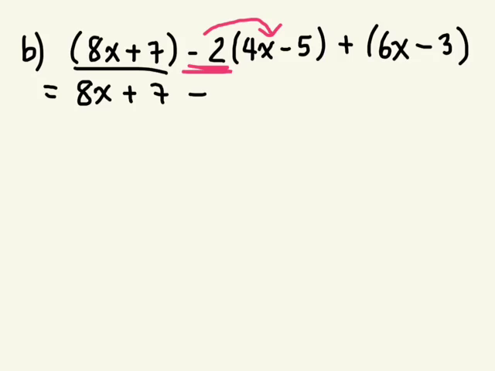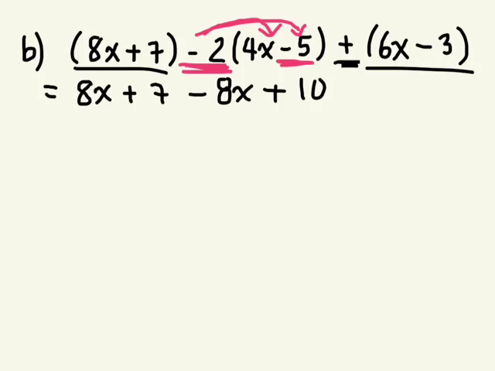So negative 8x, good. Then we're going to multiply negative 2 times negative 5, excellent. What's a negative times a negative? A positive. What's 2 times 5? Good. Now we have plus. Is there anything in front of it? Nope. So what do we do? Drop the brackets, exactly. So plus 6x and minus 3. Okay, that's the hard part.